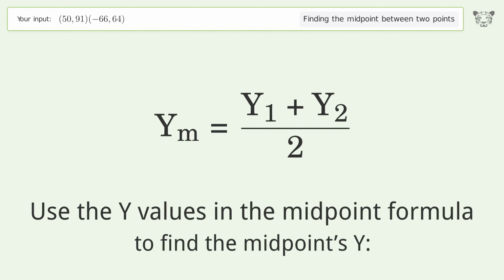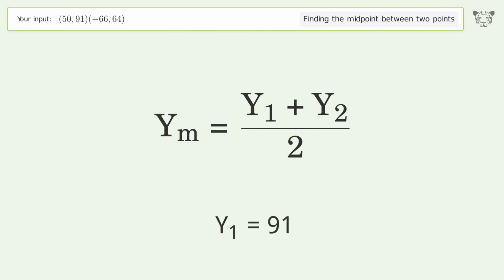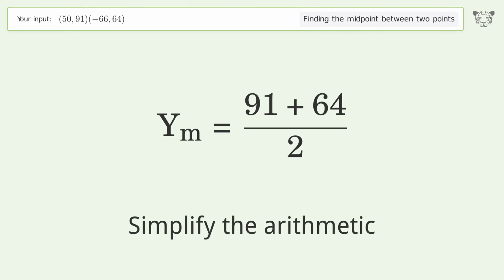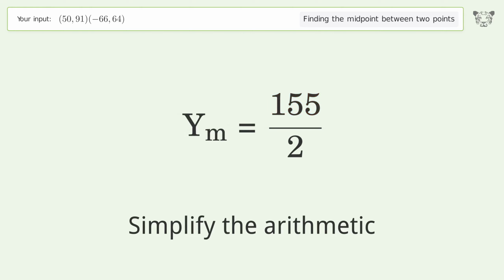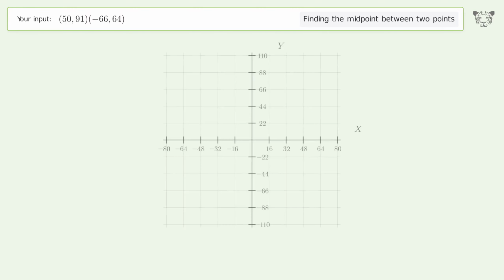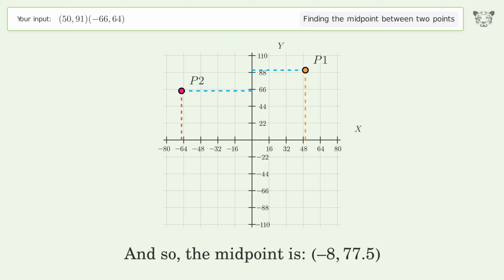Use the y values in the midpoint formula to find the midpoint's y. y1 equals 91. y2 equals 64. Simplify the arithmetic. And so, the midpoint is -8, 77.5.